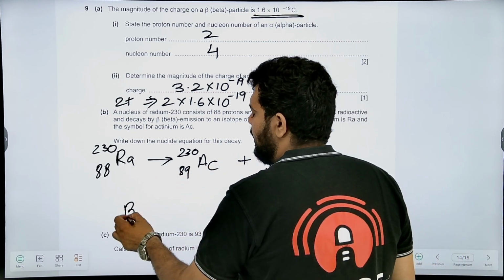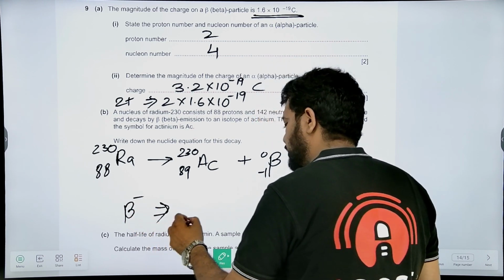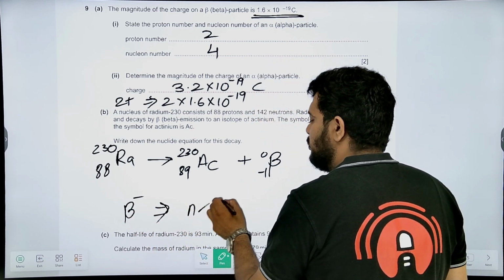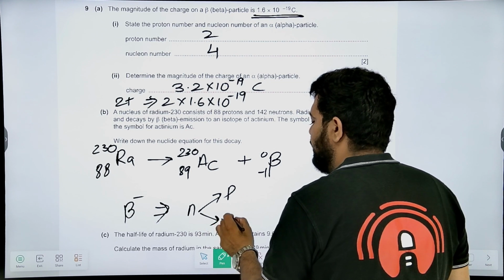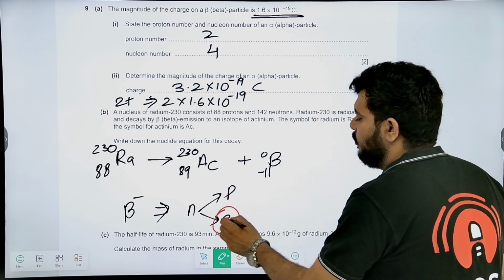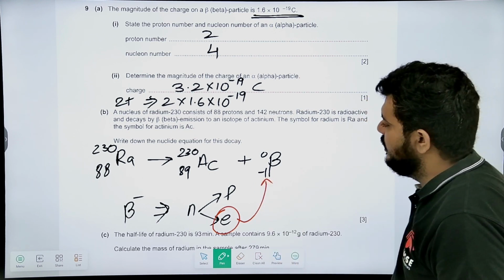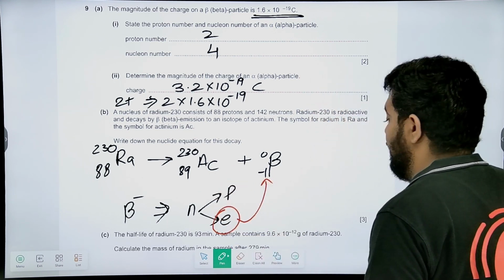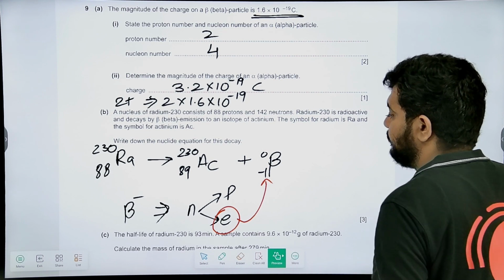In beta negative decay, what is happening is a neutron splits into a proton and an electron. This electron is given out in the form of beta radiation. So this is your answer. This is for 3 marks.